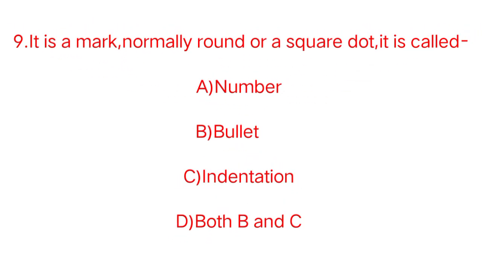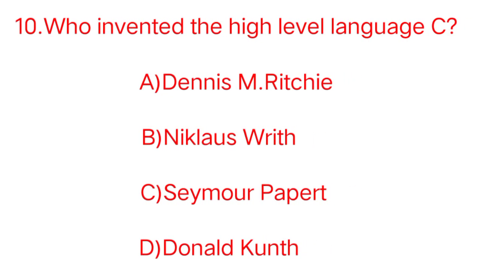9. It is a mark, normally round or a square dot. It is called A. Number, B. Bullet, C. Indentation, D. Both B and C. Answer B. Bullet.